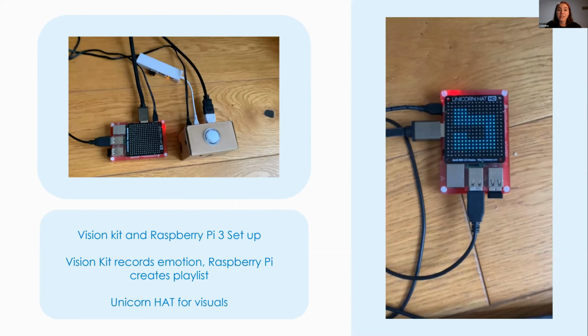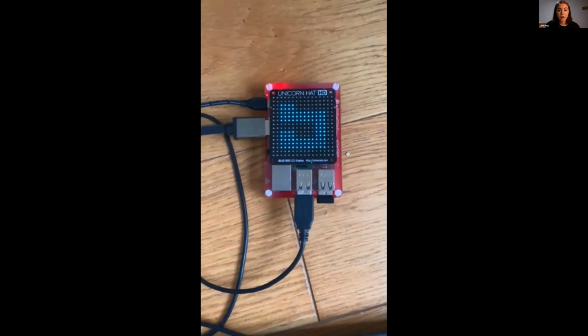The setup uses the Google AIY Vision Kit, a Raspberry Pi, and a Unicorn HAT 16 by 16 LED matrix for the visuals. So this is just an example of an overview of how this looks.